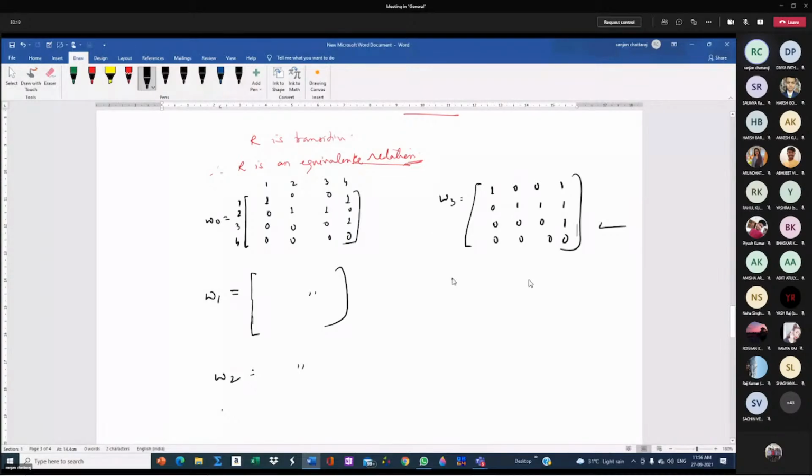Actually from W3 you have to construct W4. In W4 you will get the same. It has 4 elements, that means you have to move up to W4, and in W4 also you will get the same value. So this is the final stage. So what is the transitive closure? It is (1,1), (1,4), (2,2), (2,3), (2,4), and then (3,4).